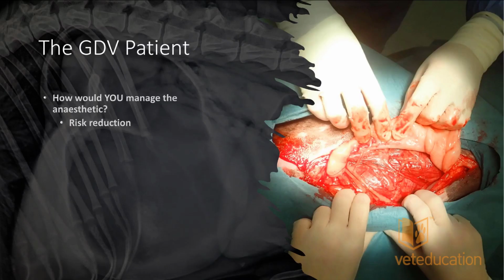So how would you manage this anesthetic in terms of risk reduction? Just type in the chat box anything you would like to do for a GDV patient that is coming into your practice, maybe right now in half an hour or so. What are the things that you want to manage to reduce risk when you're thinking about anesthesia in this patient?